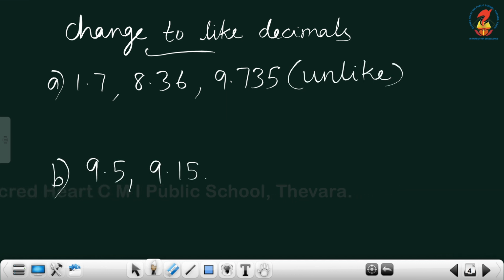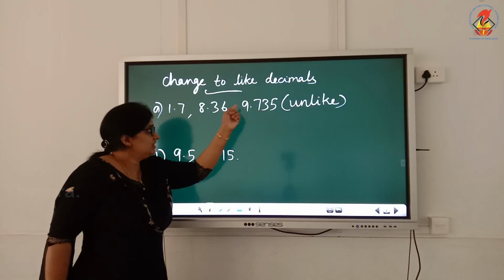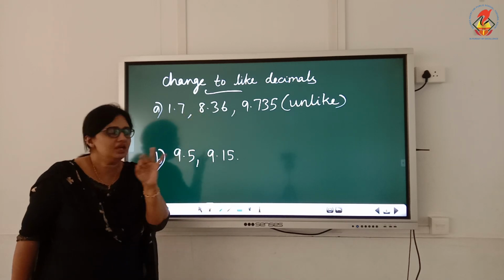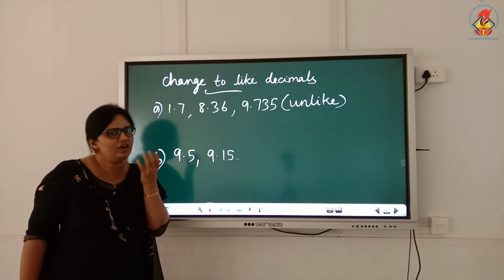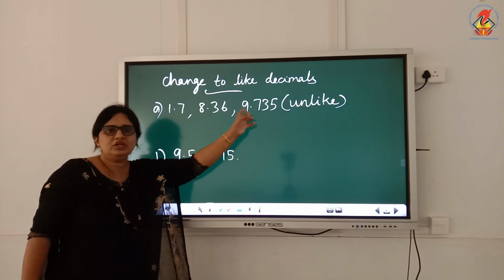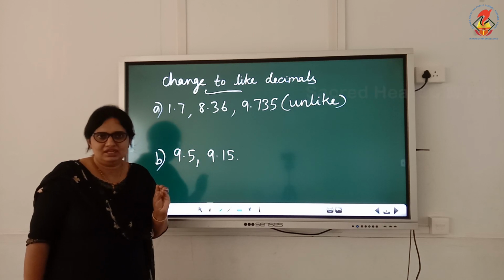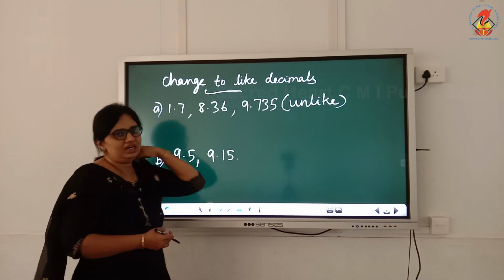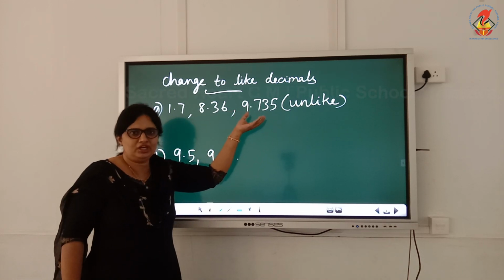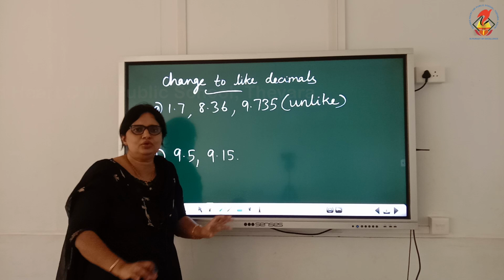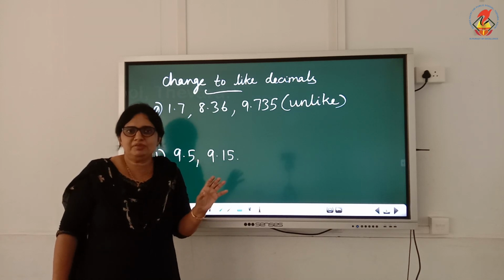But I need to change it into what? Like decimal only. How? Here we have three decimal places, right? For this decimal number we have 3, but for this one we have 2 only, and for this one we have 1 only. What we want to do? We need to make all the decimal places 3 only. Then only we will get like decimals. Is it clear? And here the bigger number of decimal places is for which one? 9.735 only. So we need to make all the decimals into 3 decimal places.